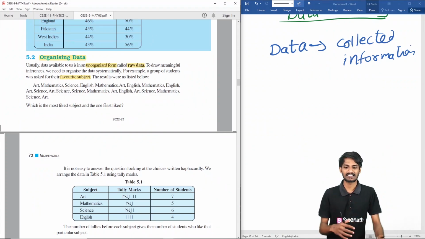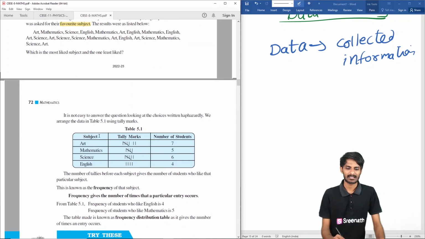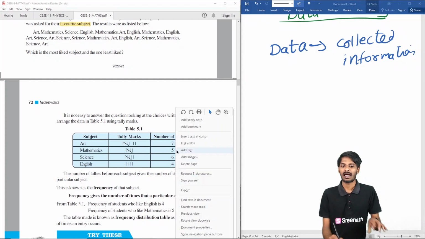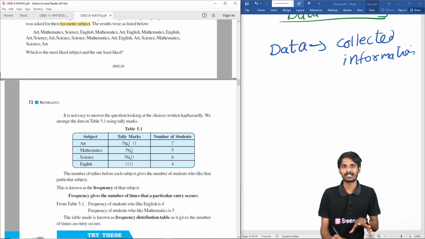Suppose I organized it like this: the subjects art, mathematics, science, and English, with tally marks. So how many students are liking each? The number of students: 7 students, 5 students, 6 students, 4 students. I have made it as grouped data. I have organized it in a table.